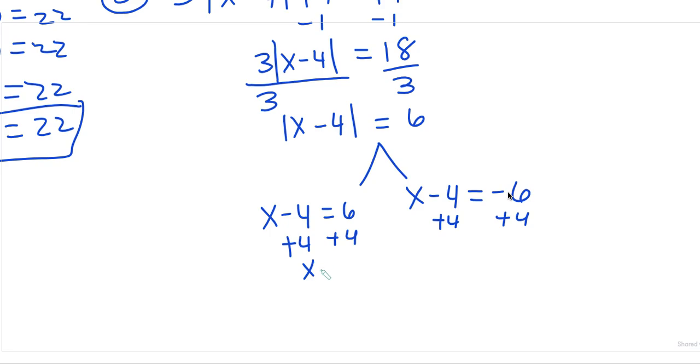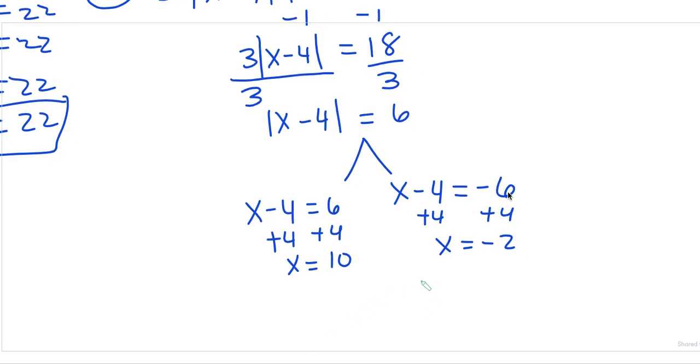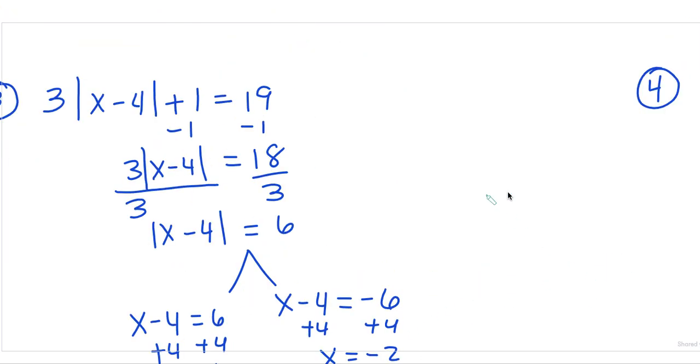And we're going to get x is equal to 10 and x is equal to negative 2. So our solution set would be negative 2, 10. And we need to come back up here and we're going to check it.